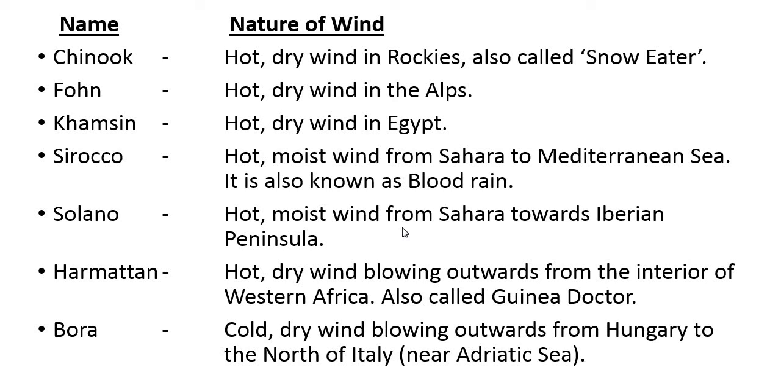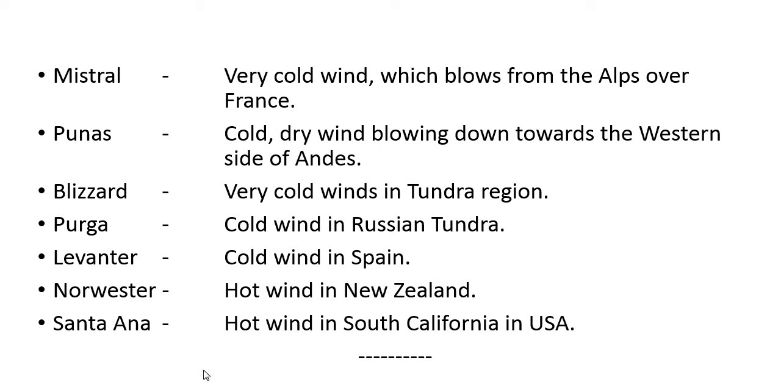Solano, hot moist wind from Sahara towards Iberian Peninsula. Harmattan, hot dry winds blowing outwards from the interior of Western Africa, also called Guinea Doctor. Bora, cold dry winds blowing outward from Hungary to the north of Italy near Adriatic Sea. Mistral, this is again the local winds. Very cold winds which blows from the Alps over France.